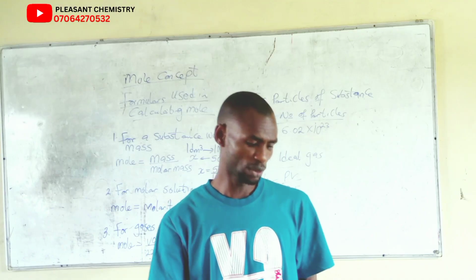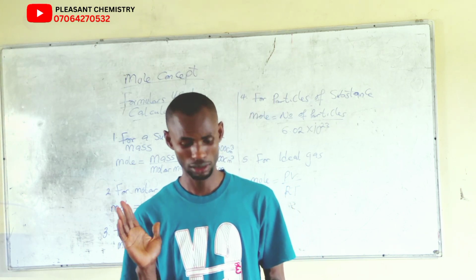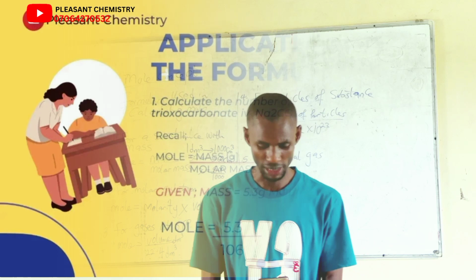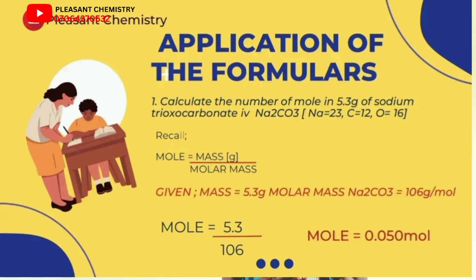Alright, let's look at the applications of the formulas. The slide will display on the screen now. Calculate the number of moles in 5.3 grams of sodium carbonate, Na2CO3. Calculate the number of moles in what? In 5.3 grams of sodium carbonate. Note that we are given mass in that question.